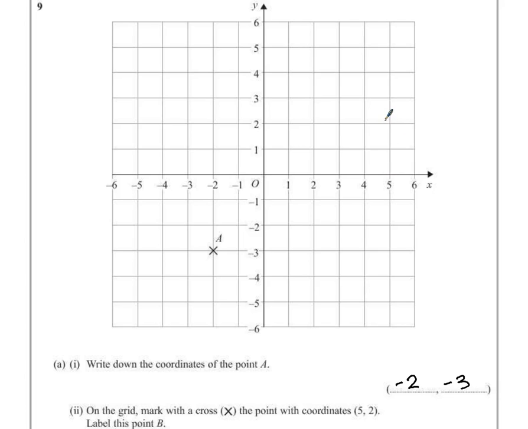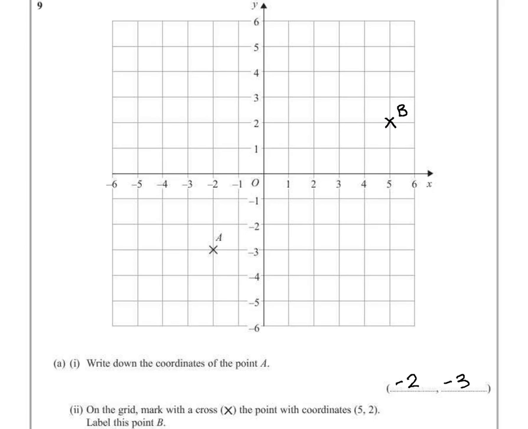Now the centre of the cross needs to lie on that coordinate. So do make sure you get the cross where those lines touch. We have to label this point B, and there is our second coordinate.